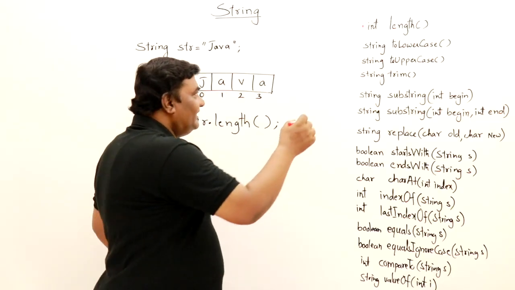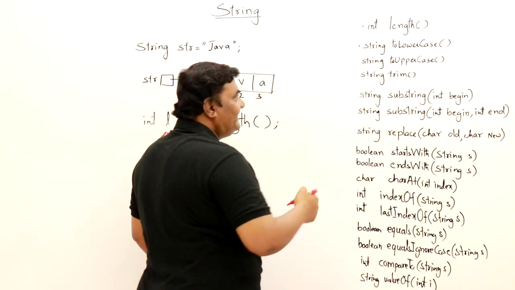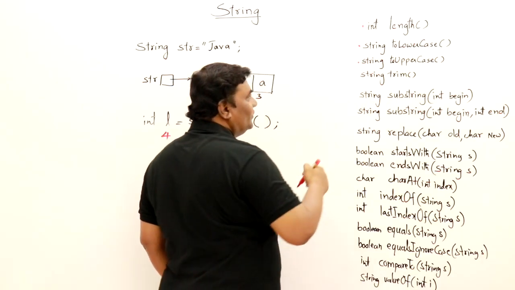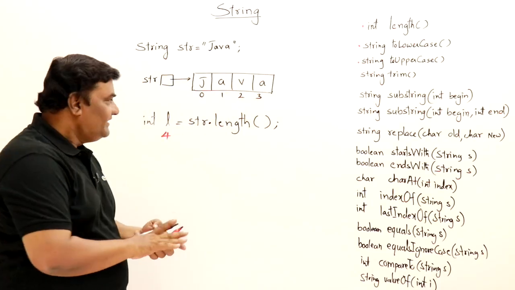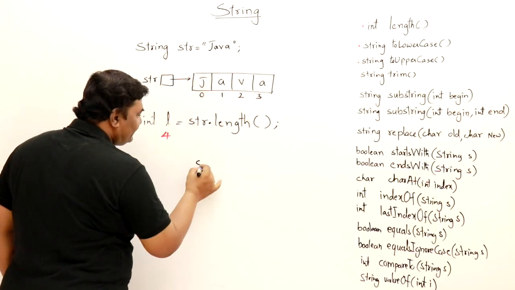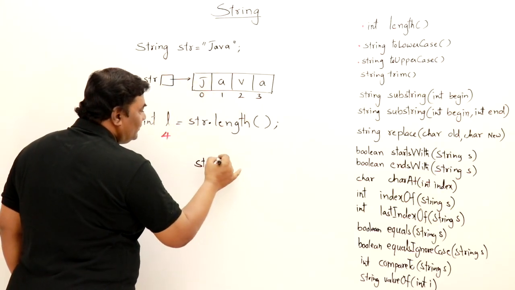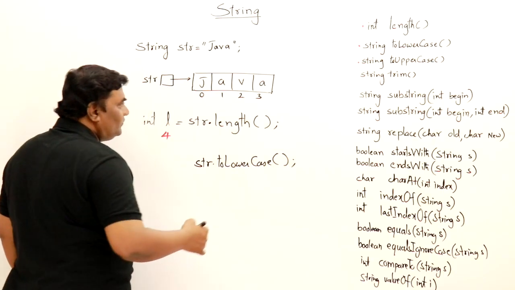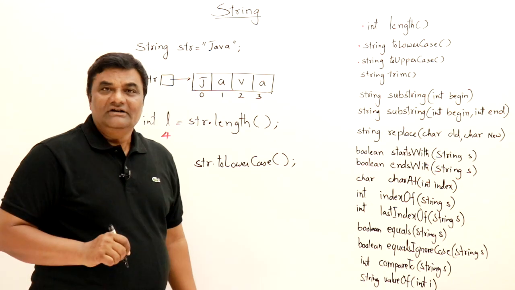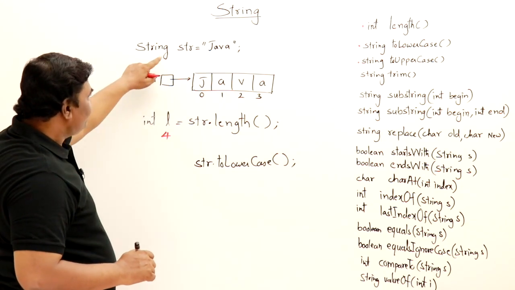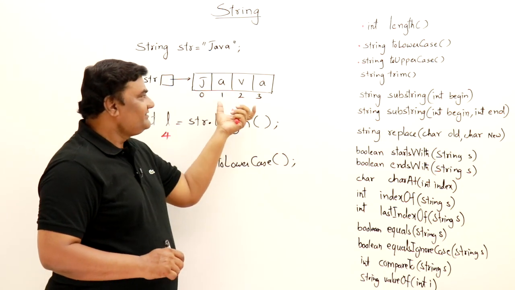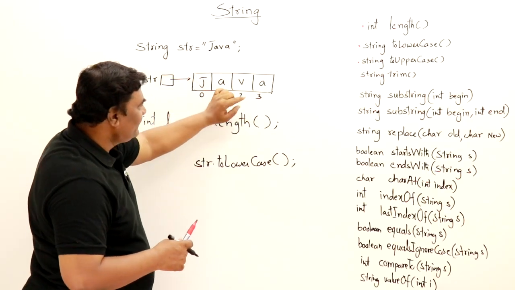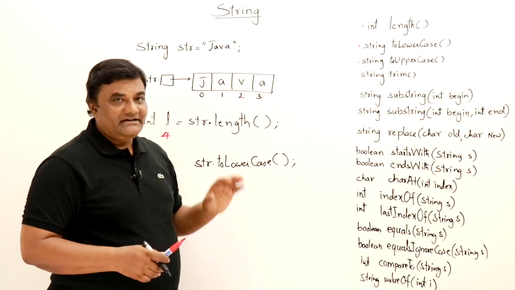Now the next methods are used to change the case of a string. These are two similar methods: one will change to lowercase and the other one will change to uppercase. So how to use that? In the same string, I will say str dot toLowerCase. It will change the string to lowercase. In str, the object has Java, with one capital letter and the rest in lowercase. It will change everything into lowercase.